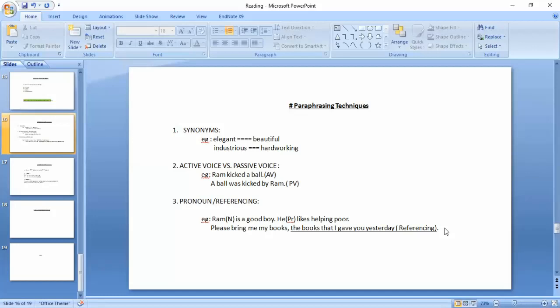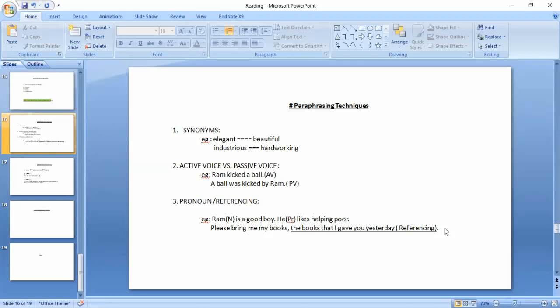So, what are these paraphrasing techniques? First, let's recap what is paraphrasing. Paraphrasing means saying the same thing or same information, but in different words or different grammatical structure. So there are different techniques you can use for paraphrasing.